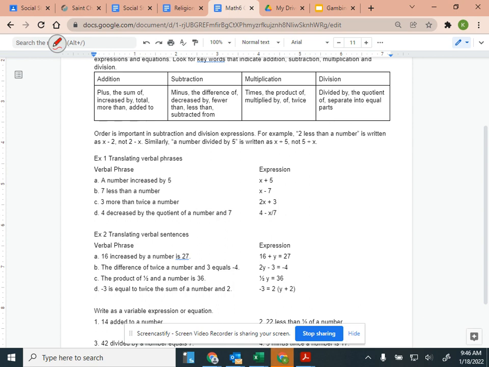So these are important words for you to know. You will see these words when you do word problems. You need to know how to read those words to figure out which operation you're doing.